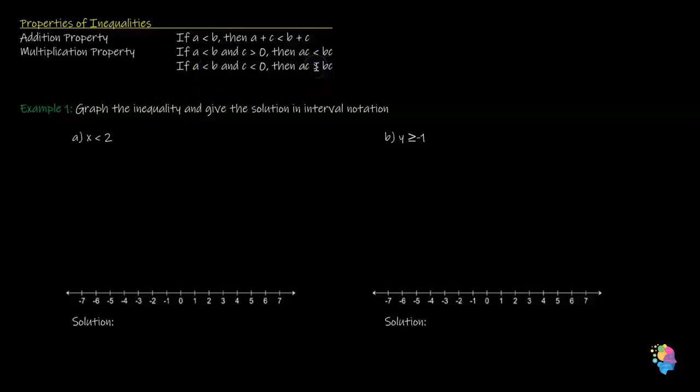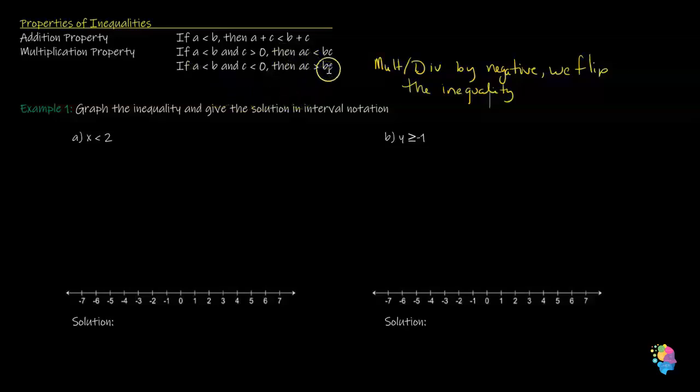So the way that we're going to remember this is the following. When we multiply or divide by a negative value, we're going to flip the inequality. Now, this only happens if we are multiplying or dividing by a negative value. If we are adding or subtracting, or if we are multiplying by a positive value, then the inequality does not change. So let's try this here.